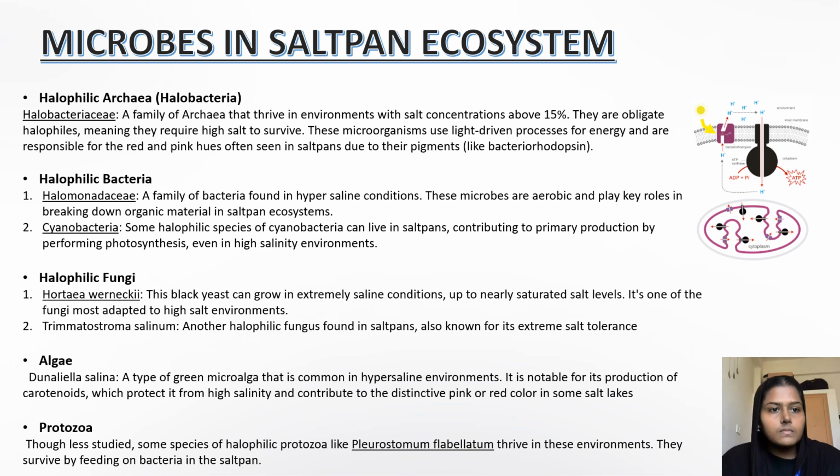And algae. Coming to algae, we have Dunaliella salina, which is a green microalga. They produce pigments such as carotenoids, which protect them from high salinity. And these algae, when present in this salt pan ecosystem, give a distinctive pink or reddish pink color to the salt flakes. And we have protozoans like Pleurostomum flagellatum. These protozoans act as a control for the halophilic bacteria since they feed on the bacteria present in the salt pan ecosystem.